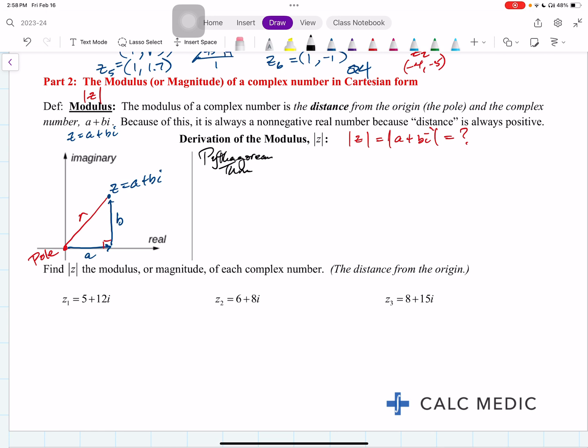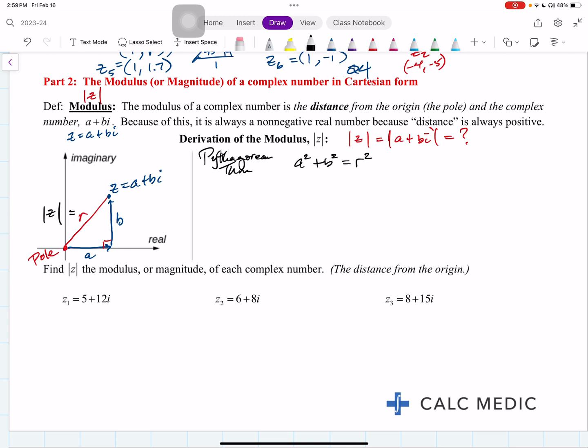Okay, so there's nothing new. We're going to take a squared plus b squared. So leg squared plus leg squared is equal to the radius squared. And again, the distance between the point and the pole is called the modulus. So r here is the same thing as the absolute value of z. So I've got to solve for r here, which gives me the modulus.